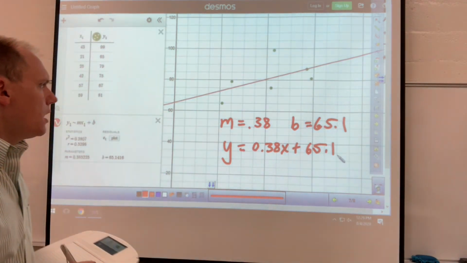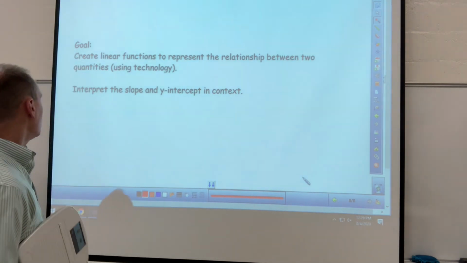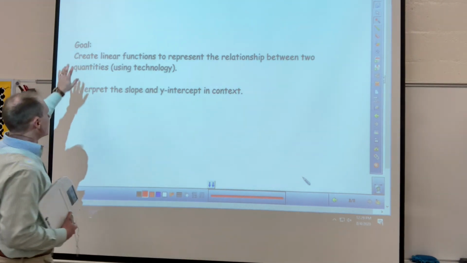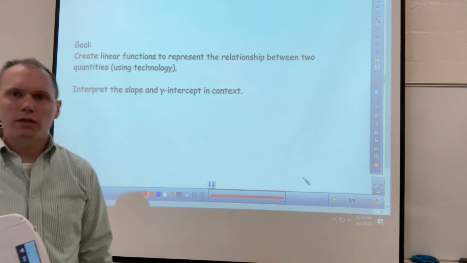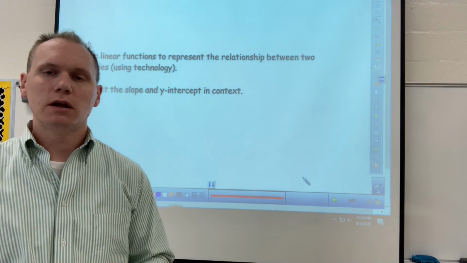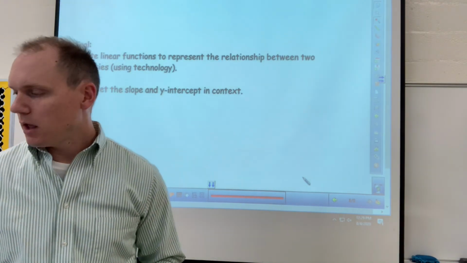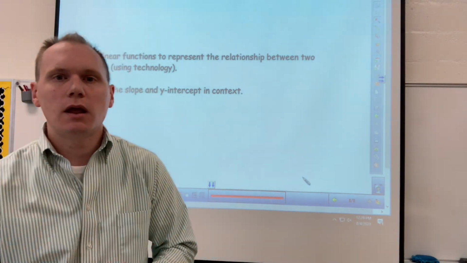And so whether it be Desmos or your calculator, hopefully we've got our goal here of creating linear functions to represent the relationship between two quantities. And then once we do that, we need to interpret those parameters in the context of the situation and tie it back to our definition of y-intercept and of slope.